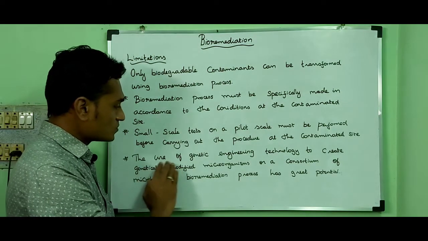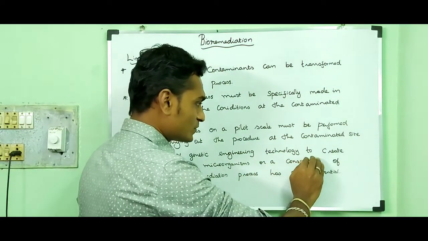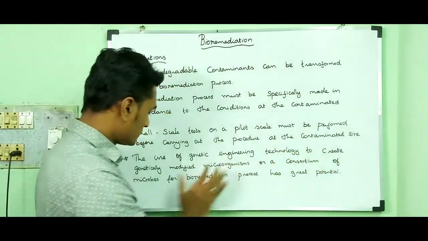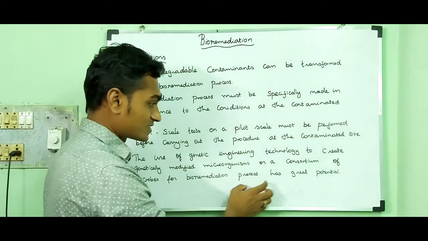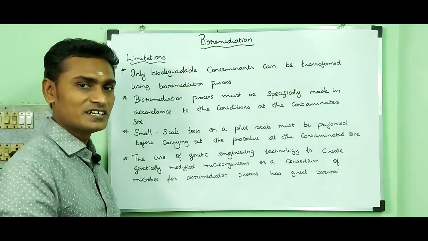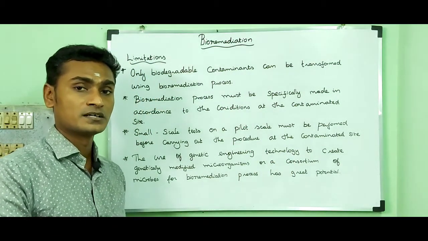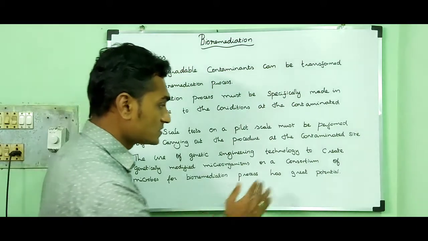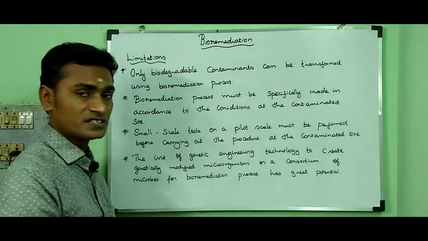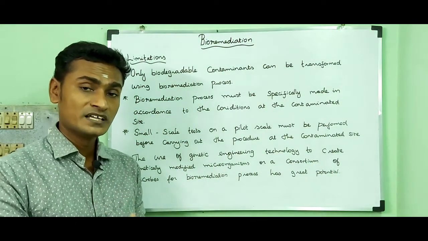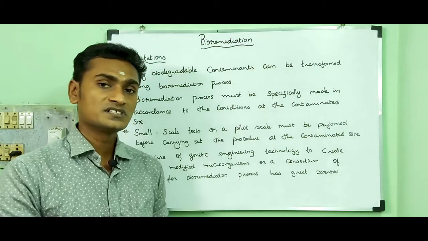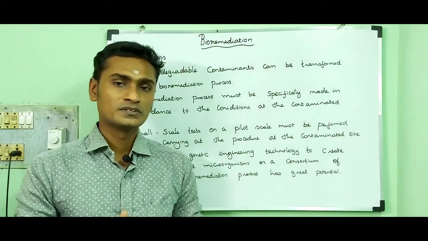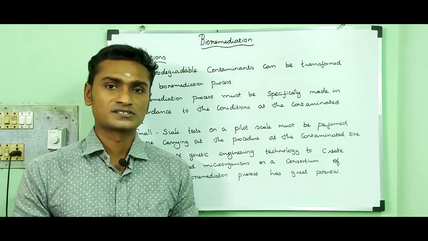Then the use of genetic engineering technology to create genetically modified microorganisms or a consortium of microbes for the bioremediation process has great potential. So genetically modified organisms have great potential to degrade the contaminants. Consortium of microbes means an association of microbes, which can degrade the contaminants very effectively. So that's all about the bioremediation process.